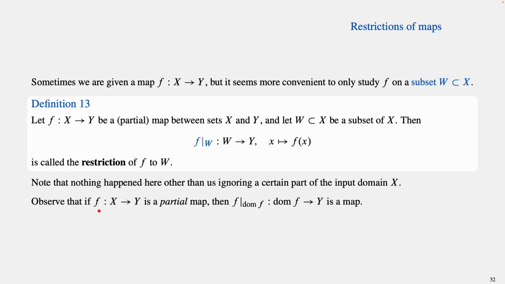And if f is a partial map, then restricting this partial map to its domain of definition will turn it into a map, into a proper, decent map that is defined on everything that we plug into it. And this is immediate from the definition of the domain of f.